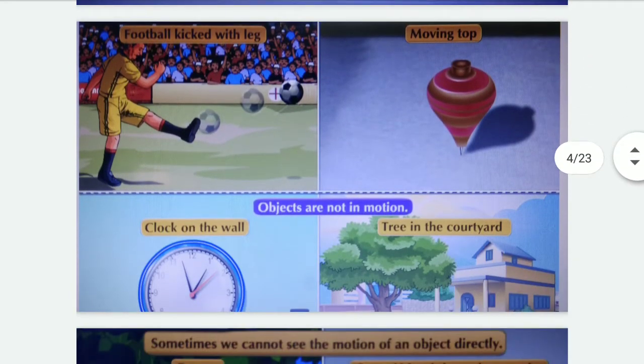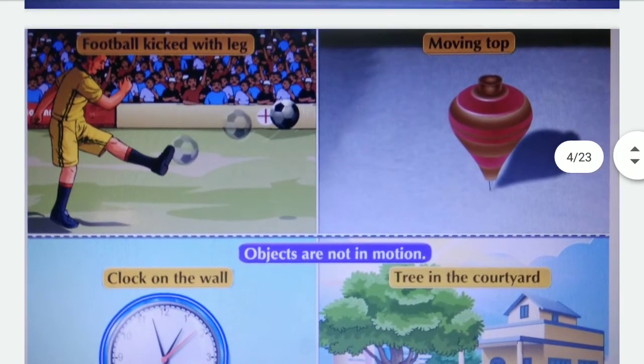Next, in the next slide, what is shown in the picture? A football kicked with a leg by the boy. In another picture, the moving top is seen. The top is moving. That means we can say objects are in motion.